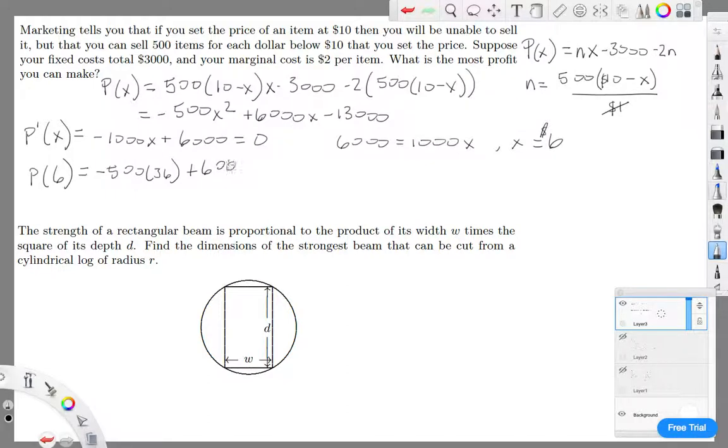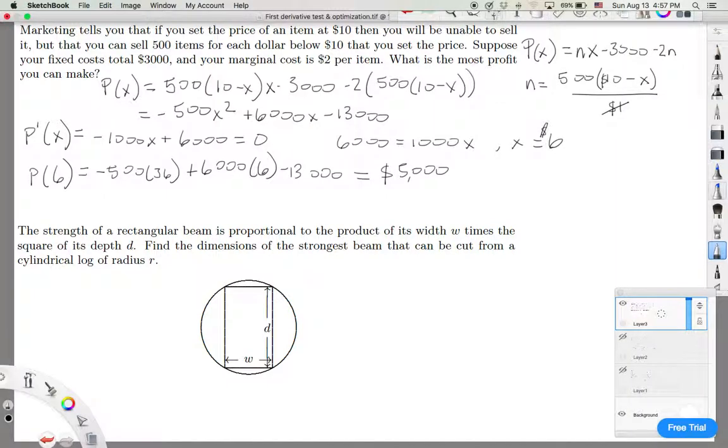Plus 6,000 times 6 minus 13,000, and we're working in dollars here, and this is all equal to $5,000. So that is our maximum profit given that product. Okay, let's take a look at another example here.